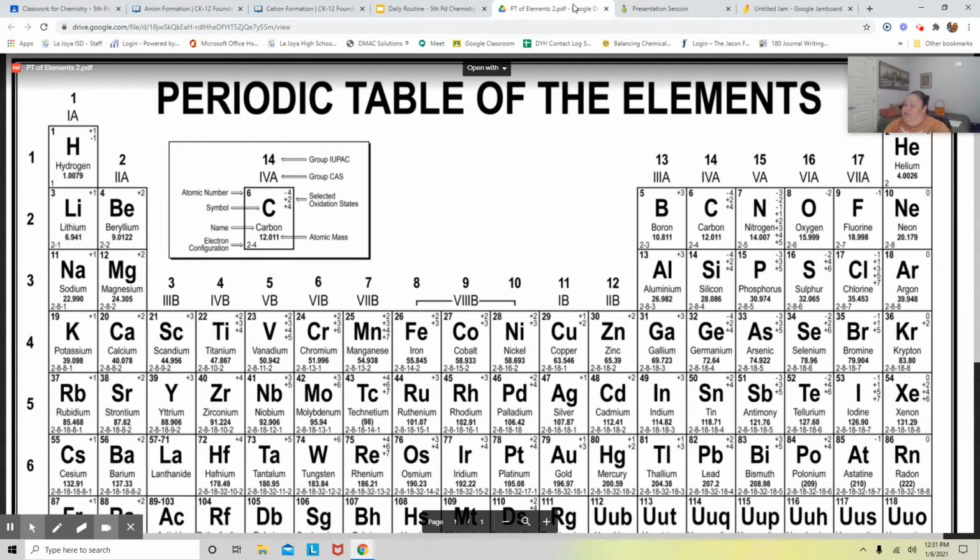Anybody find fluorine? Remember, we're talking about nonmetals. We're talking about the right side of the periodic table.